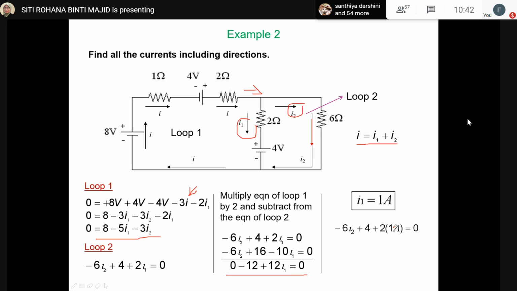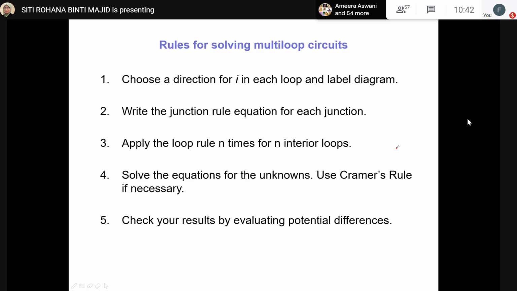Then you substitute this value into any equation that you are comfortable with, and then you will get I2 as 1. So when you refer back to the current equation at the junction at this point, you will have I. So I is 2 ampere because 1 plus 1 ampere.